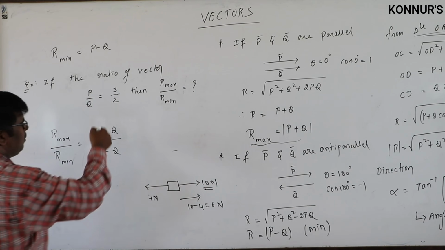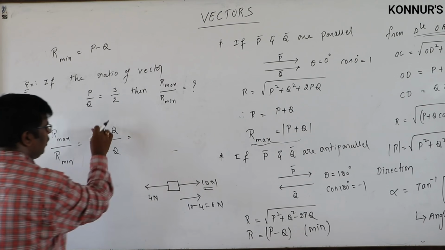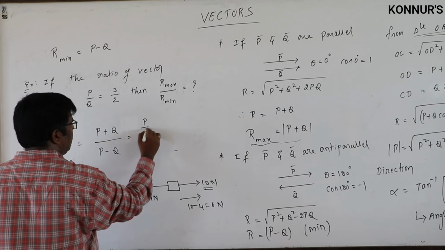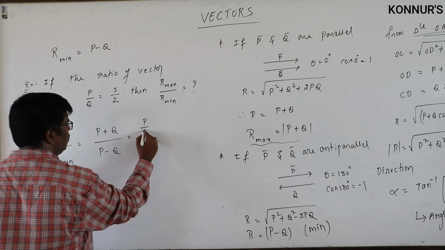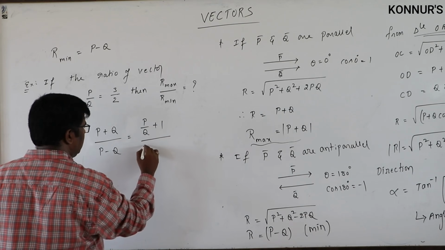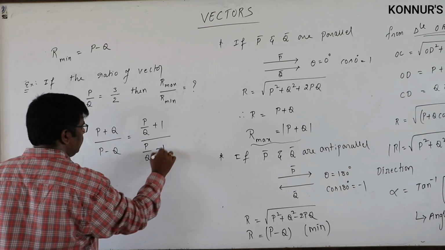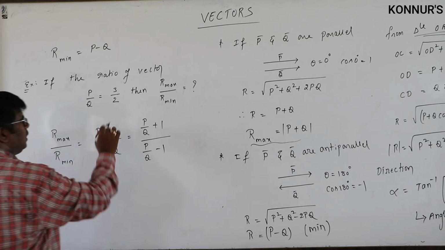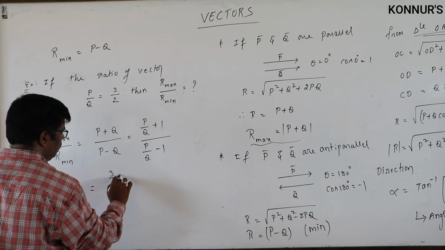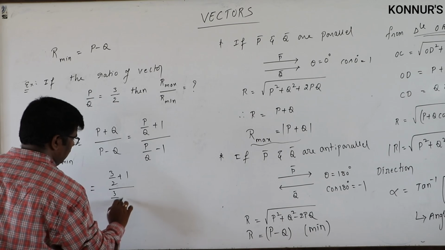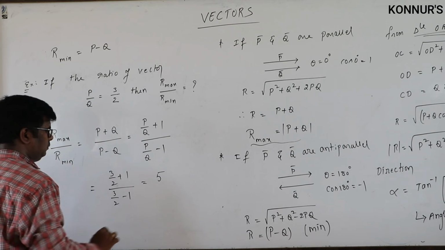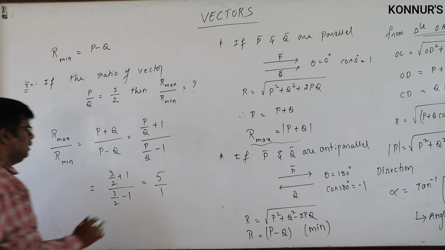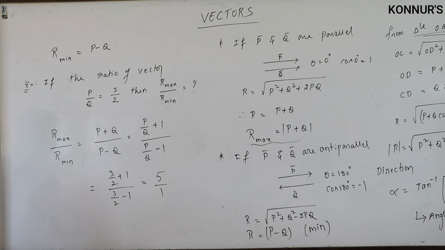Since they gave the ratio p by q, divide numerator and denominator by q, and you will get p by q plus 1 over p by q minus 1. Then you will get 3 by 2 plus 1 over 3 by 2 minus 1, which is 5 by 1. So this is the r max to r min ratio.